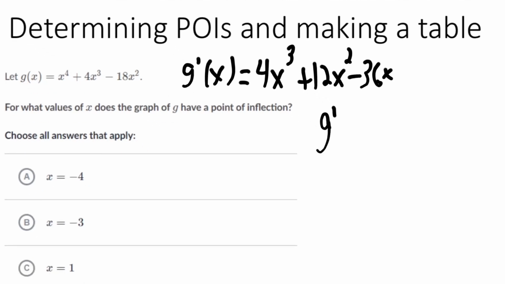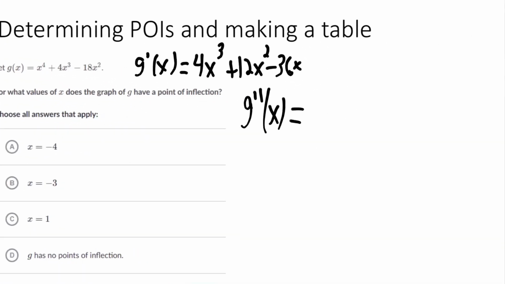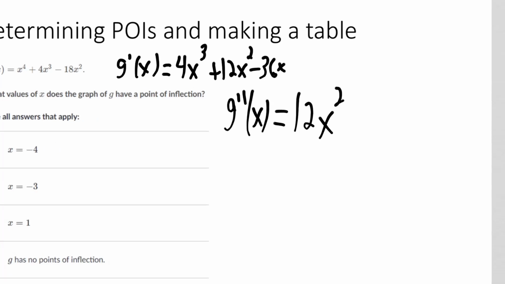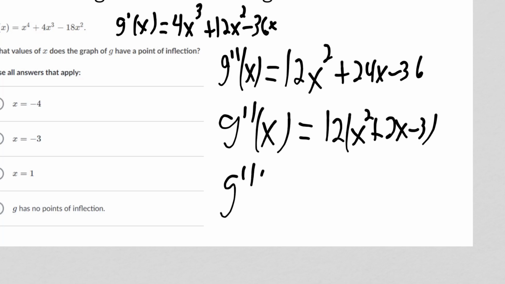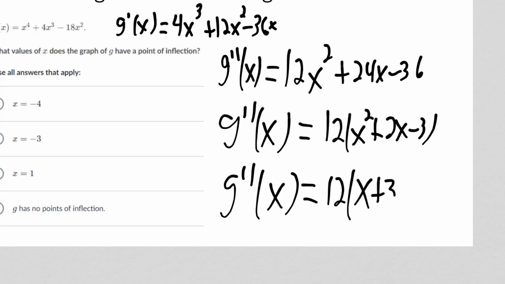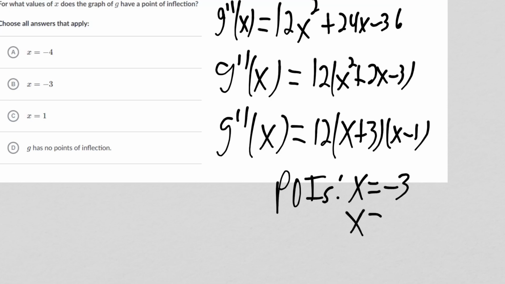So now let's find g double prime. Okay, this is going to be 12x squared by the power rule plus 24x minus 36. Okay, now we should try to factor this to determine when it's going to be 0. So factor out the 12 first, 12 times x squared plus 2x minus 3, and then factor that quadratic, so we get 12 times x plus 3 times x minus 1. So our POIs happen at x equals negative 3 and x equals 1.